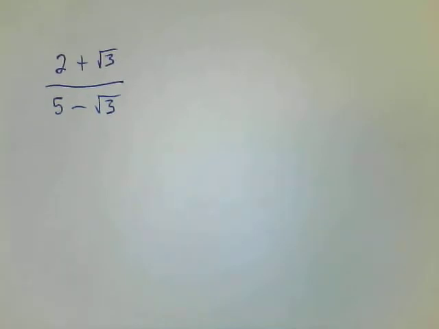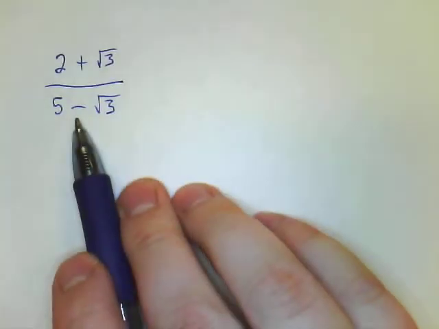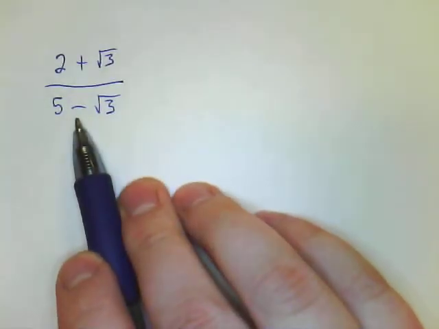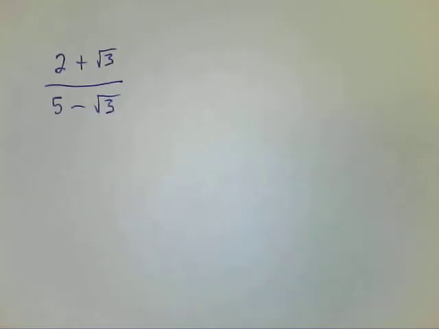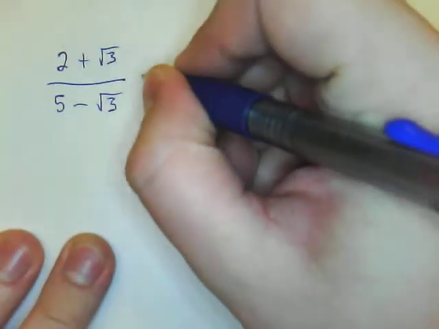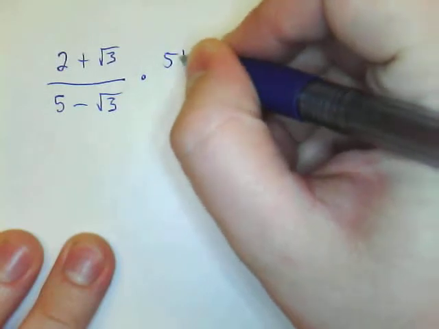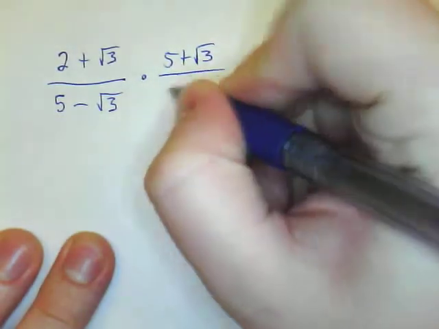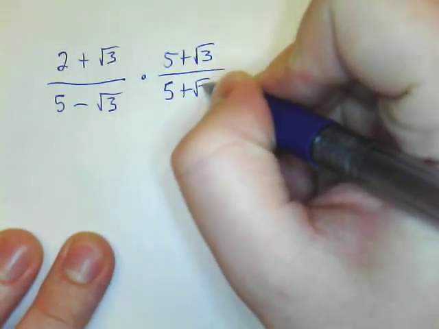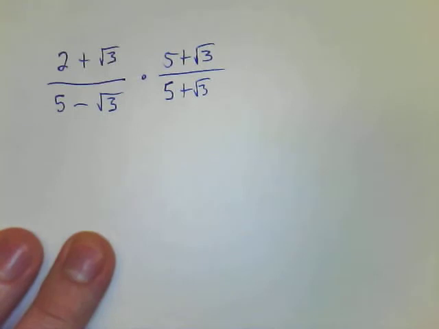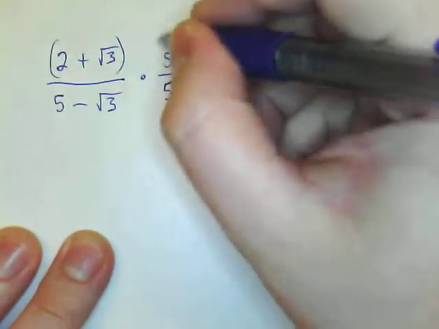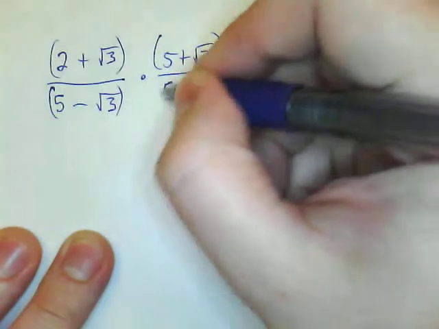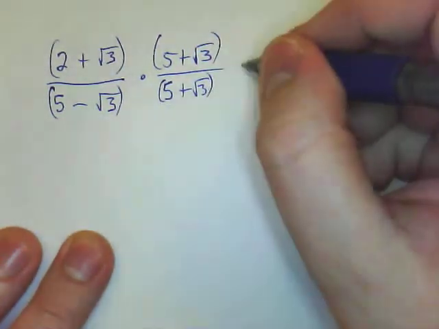So if we have something like this, we can exploit conjugates to rationalize the denominator. So if we multiply top and bottom by the conjugate of 5 minus the square root of 3, that will clear out all the square roots. Let's take a look at how that works. So instead of taking 5 minus the square root of 3, we take the conjugate of that. That's 5 plus the square root of 3. And if we multiply top and bottom by that, it will get rid of all the square roots. Be careful when you multiply these. These are binomials, so we should be using FOIL.